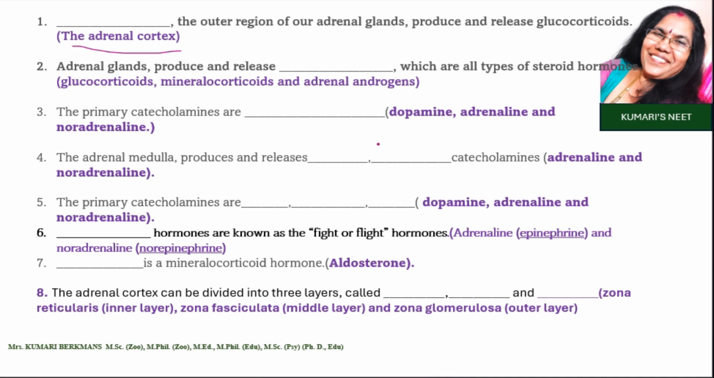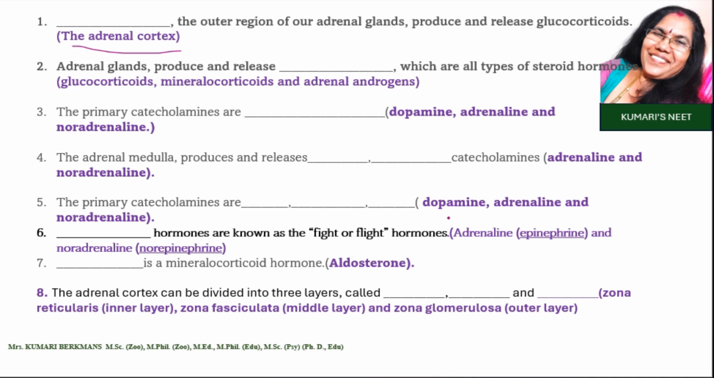The primary catecholamines are very easy, no? Dopamine, adrenaline and noradrenaline. Very good. These are the primary catecholamines. Come to the fourth one. The adrenal medulla produces and releases dash and dash catecholamines. The adrenal medulla secretes only 2 hormones, isn't it? What are they? Adrenaline and noradrenaline. Very good.